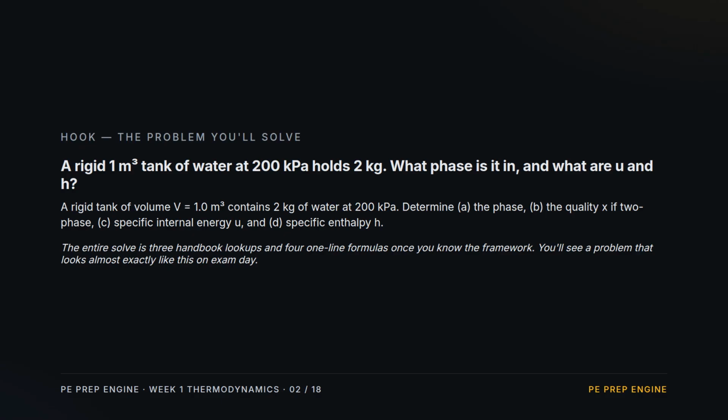Here's the problem. A rigid 1 cubic meter tank holds 2 kilograms of water at 200 kilopascals. Find the phase, the quality of two-phase, the internal energy U, and the enthalpy H. Pure properties and state. No first law, no cycle. Every step is a lookup or a one-line weighted average formula. By the end, 2 minutes.